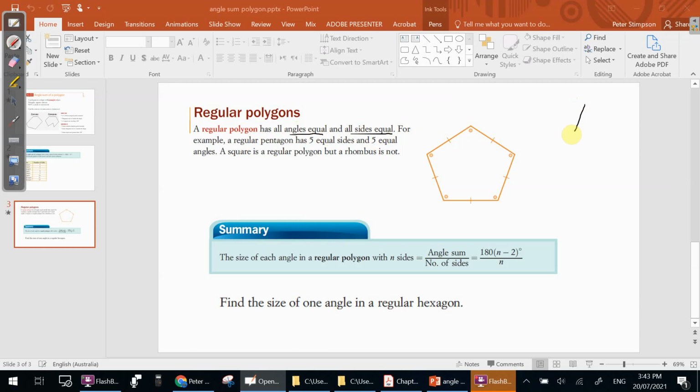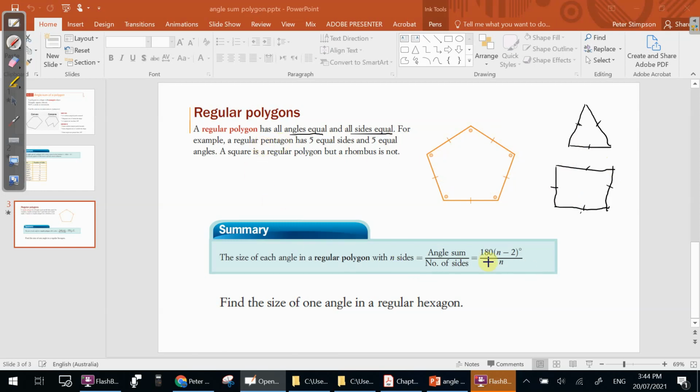Just like, if I can do it accurately, equilateral triangle is a regular triangle. A square is a regular four-sided figure, and also the rhombus. All four sides equal, and so all angles inside are the same. This one here, pentagon, all 5 sides are the same length, and all angles are the same size as each other.